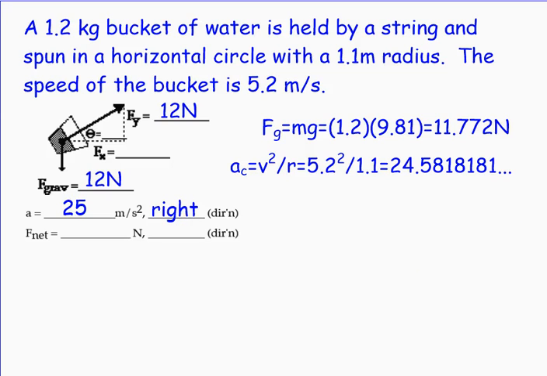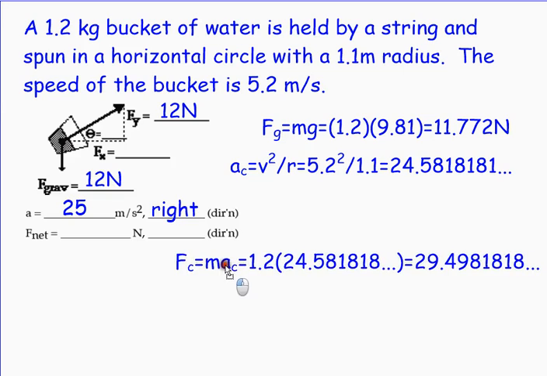Net force is going to be the centripetal force. Fc equals mac. Mass is 1.2, the acceleration that we just found. Gives us 29.49818181, etc. So the net force is 29 newtons, and again to the right as the picture is drawn, or inward. All right, so the net force is 29 newtons to the right.